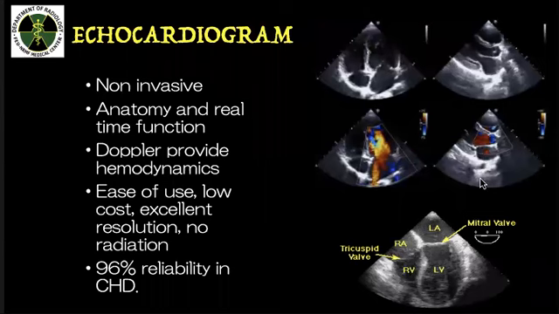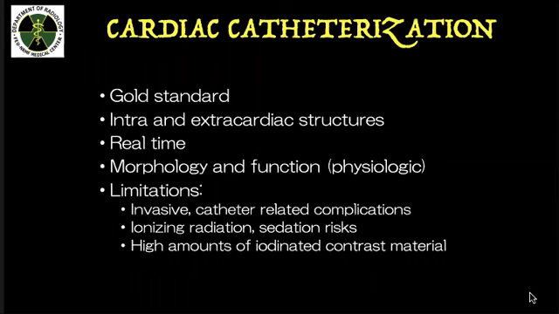These images are an example of your echocardiogram. This is non-invasive. It is used for the evaluation of the anatomy and real-time function. Doppler provides hemodynamics, and it has ease of use, low cost, excellent resolution with no radiation, and 96% reliability in CHD. So this is the anatomy of your heart in echocardiography. This is the right atrium, right ventricle, and in between is the tricuspid valve, and then left atrium, left ventricle, and here is the mitral valve.